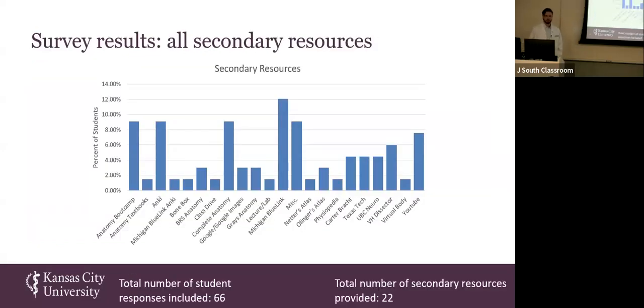And here's our survey results for secondary resources. We had a total of 66 student responses and 22 secondary resources provided. And then I'd also like to point out on this one, the miscellaneous column was a group of responses from students that were not specific resources, but rather explaining their mental approach to how they studied anatomy, whether it was how often they went into lab or studied outside of lab, or even students mentioned visualizing anatomical structures when doing OMM and things of that nature.